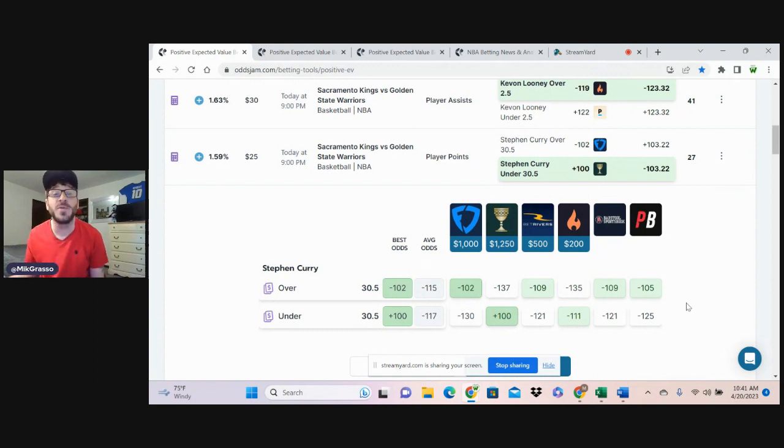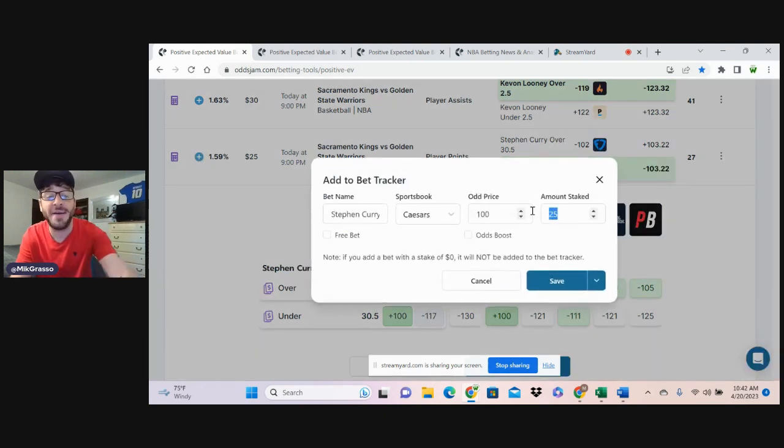We found value. We found a line discrepancy. We've got to jump on it. It's plus odds on a play that average odds are minus 117. So, I mean, that's outstanding value. We're jumping on this for a half of a unit.